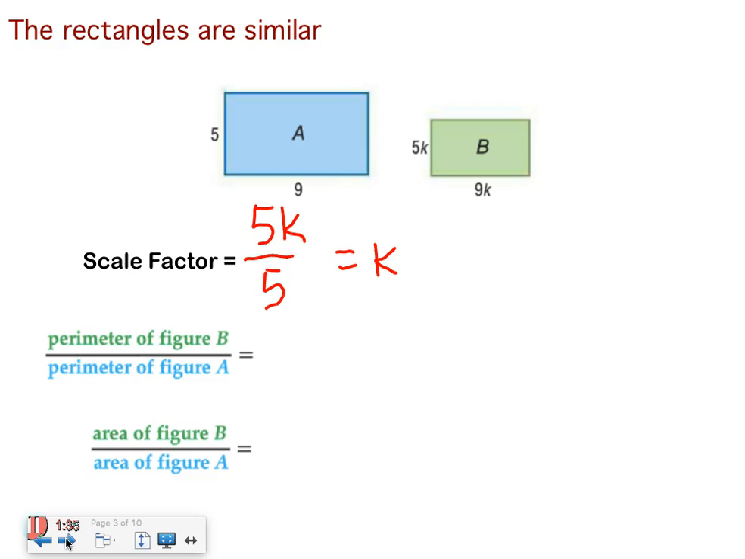What would our perimeter be for figure B? How do you get 28? 5 plus 9 is 14. Just multiply it by 2. Yep. This is 14 multiplied by 2, and we get 28. What about for figure A? What'd you say, Reggie? 28. 28. Then remember, since this is a ratio, we always want to reduce. So what does it reduce to?